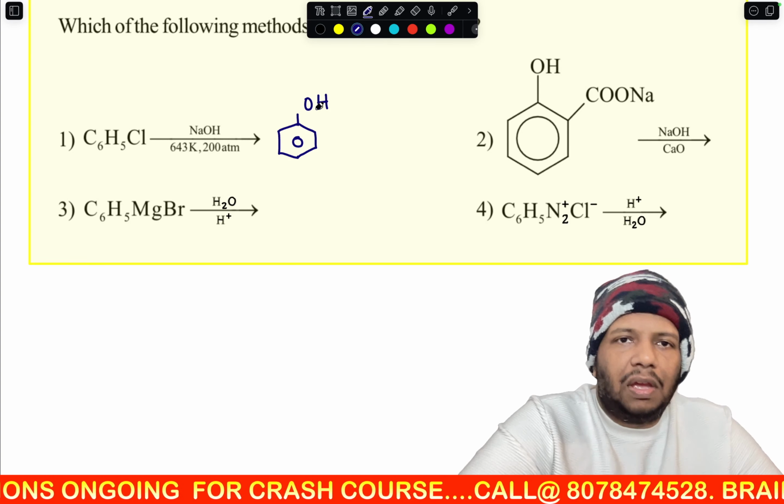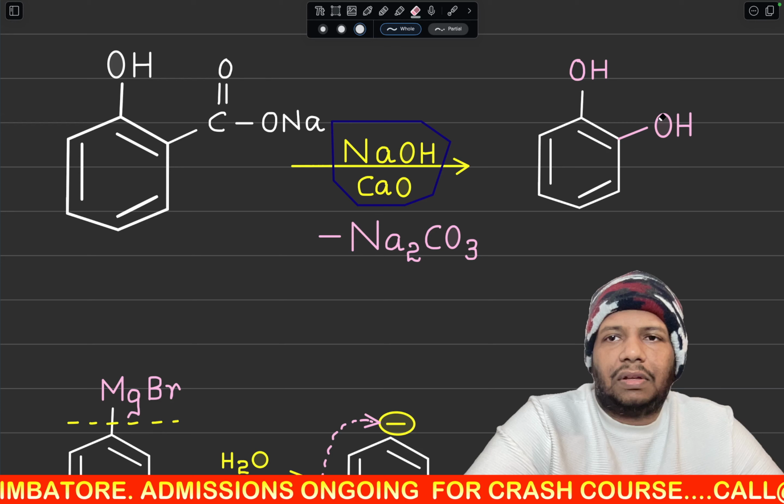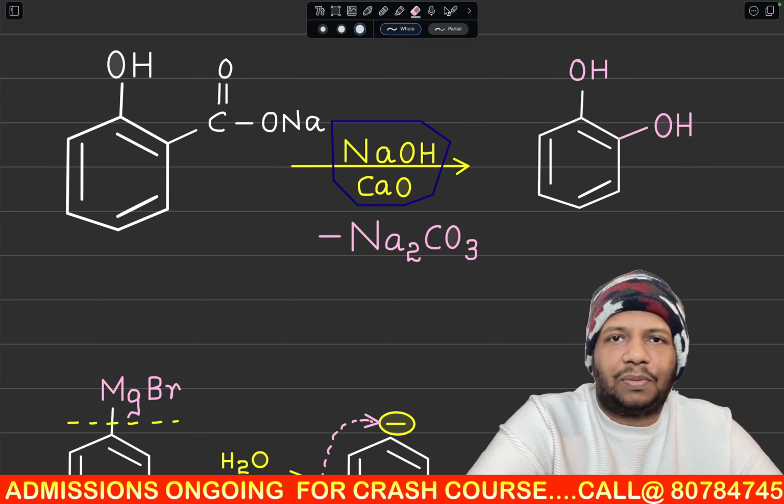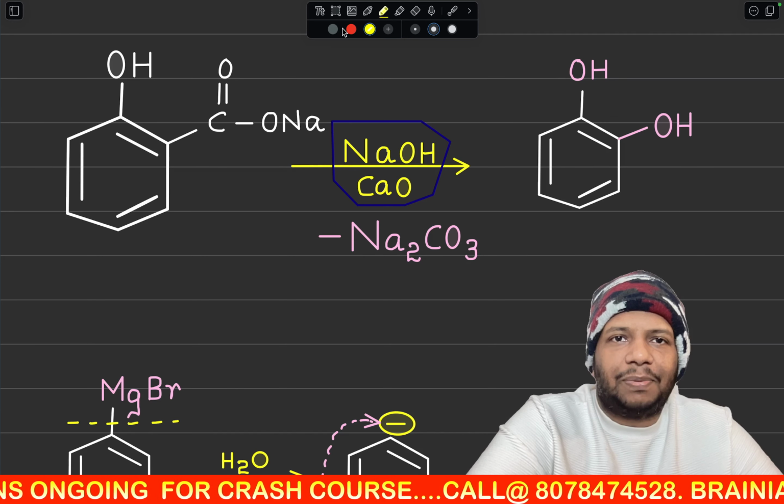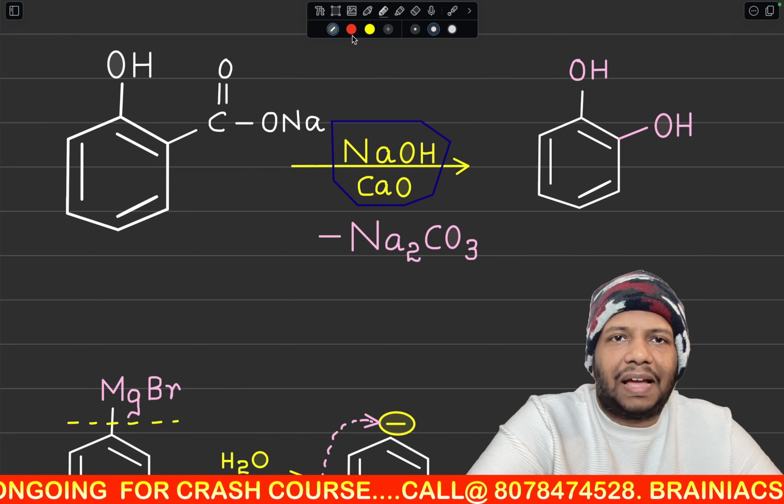I can easily say, listen, this COONa with NaOH will move out as Na2CO3. You can see it will be like this. Na2CO3 would be eliminated and you will get phenol. Here I am also correcting one point, so you can remove this. It is not moving. Maybe I will put some black color here.